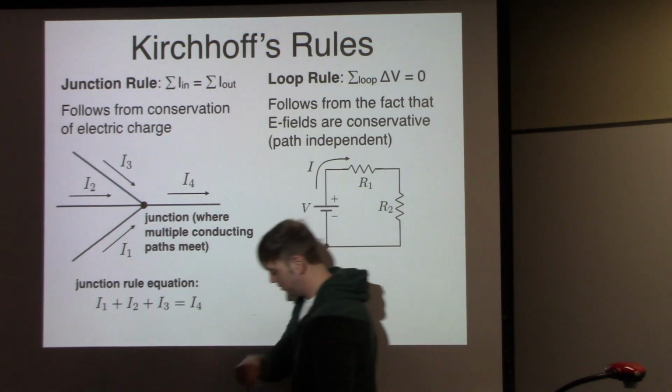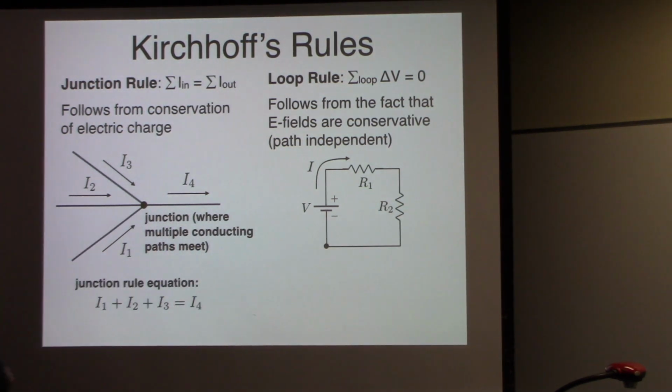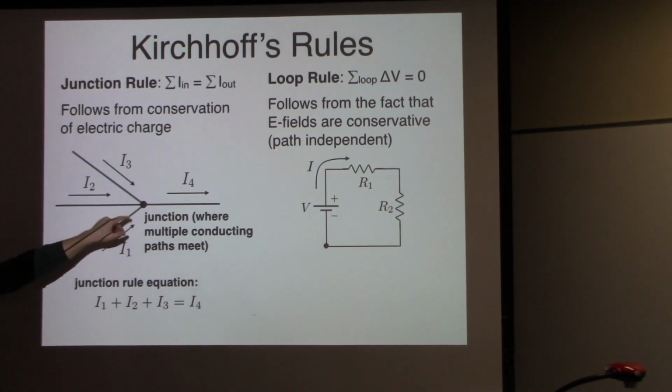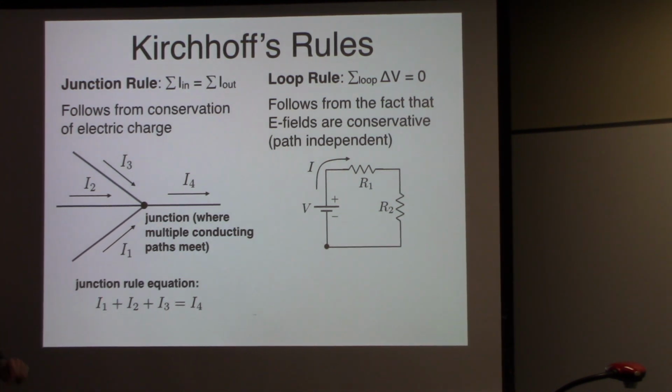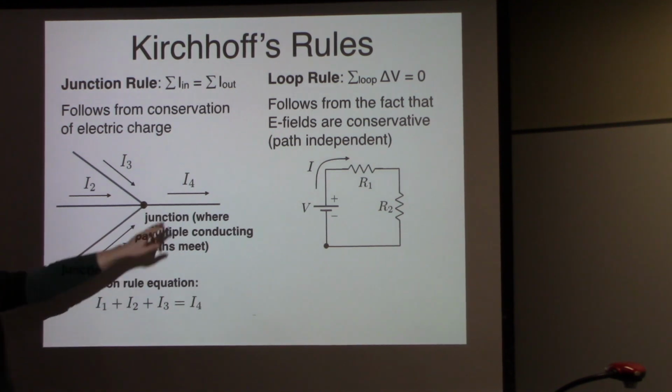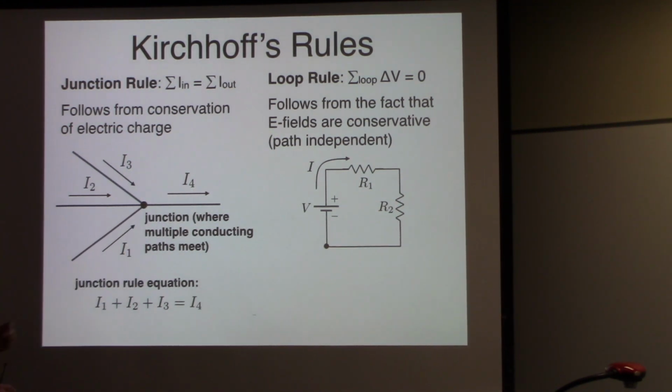So in this case, I've got 3 different currents, I1, I2, and I3, going into this junction. And that's where multiple wires meet up. And then I have 1 wire flowing out of this junction like this, carrying a current I4. So we have 4 different currents to think about. How do I actually write down an equation relating the currents in this case? Well, I have to think about which of these currents are going into the junction.